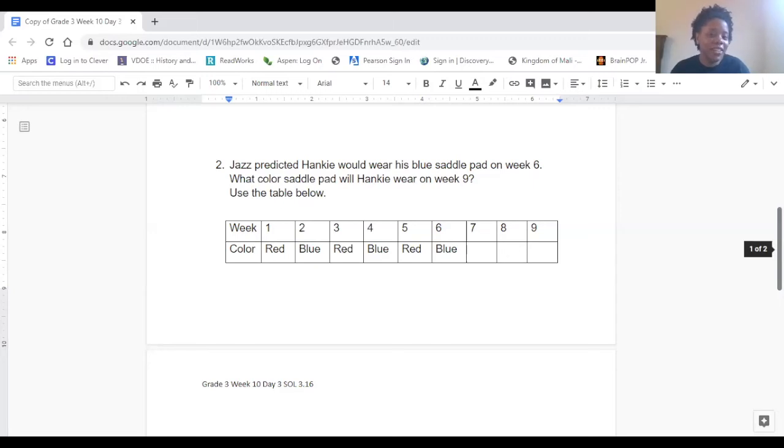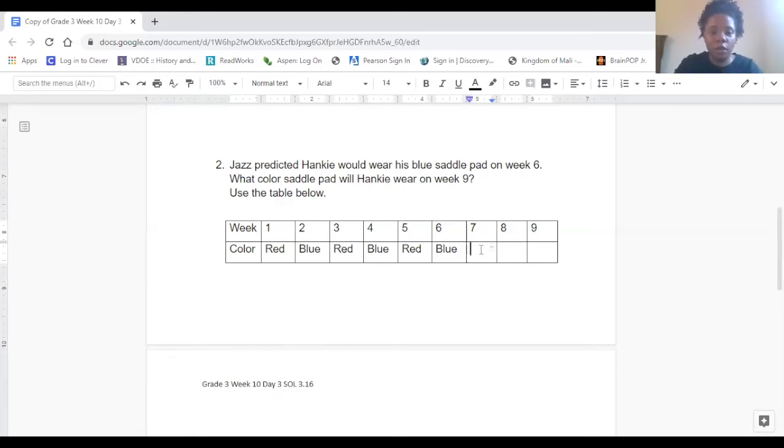Do you have your answer? Well, let's use the table. See, on week 1, he wore his red pad. Week 2, he wore his blue pad. Week 3, red pad. Week 4, blue pad. Week 5, red pad. Week 6, blue pad. I'm seeing a pattern. Red, blue, red, blue, red, blue. So I can finish the table.